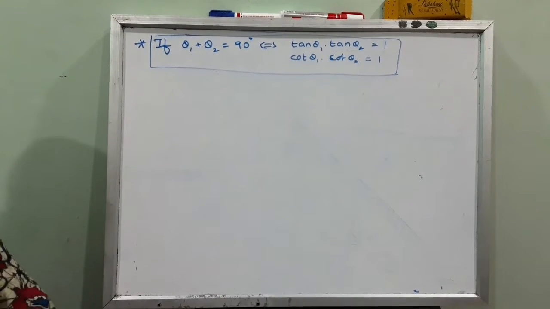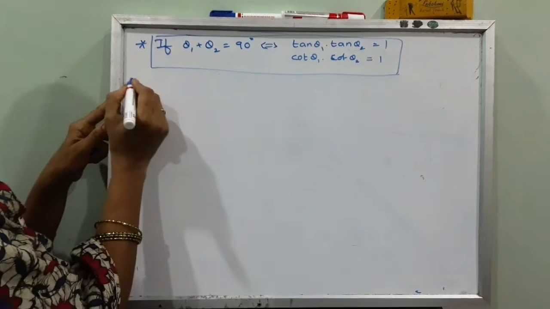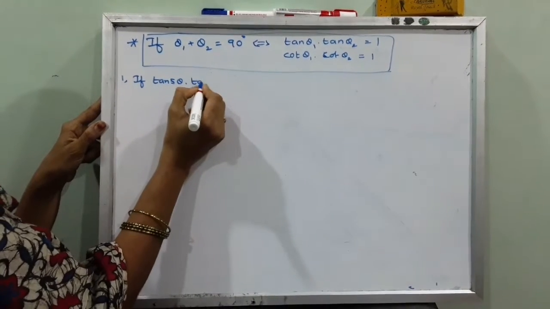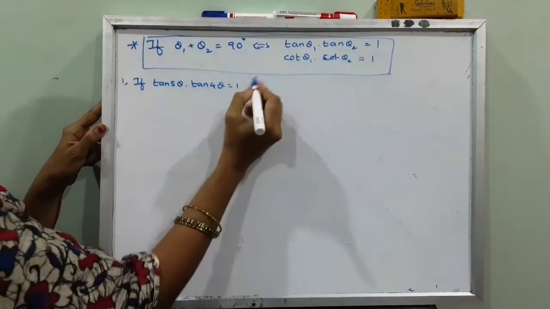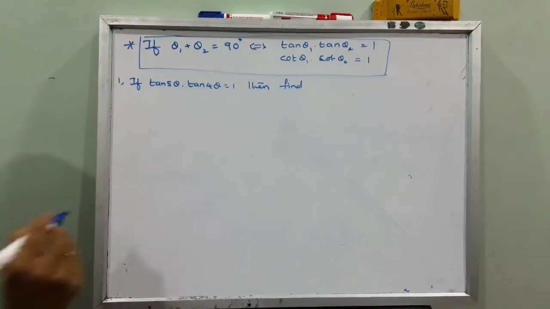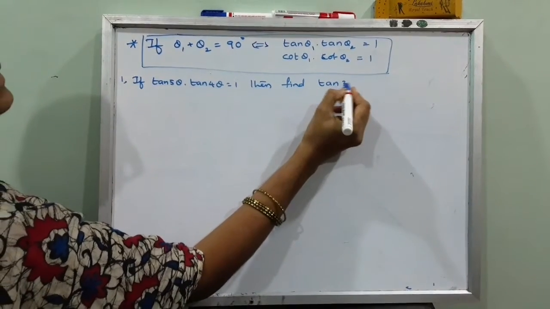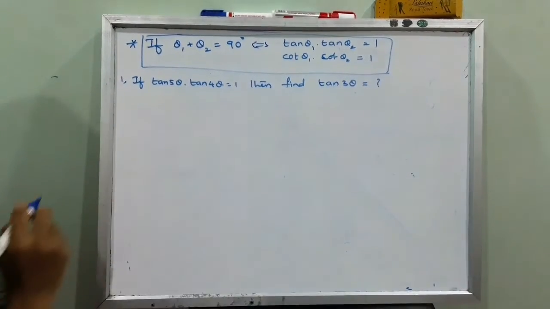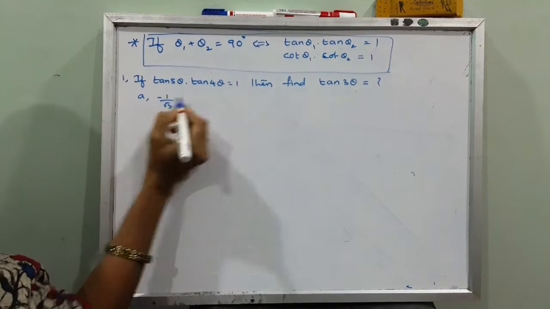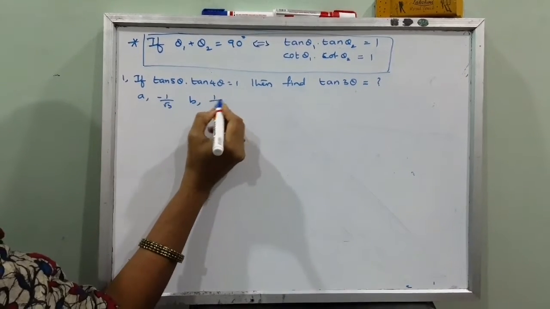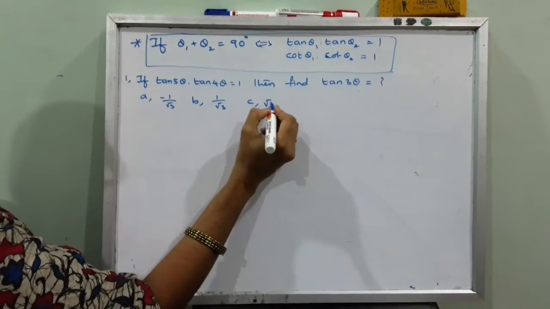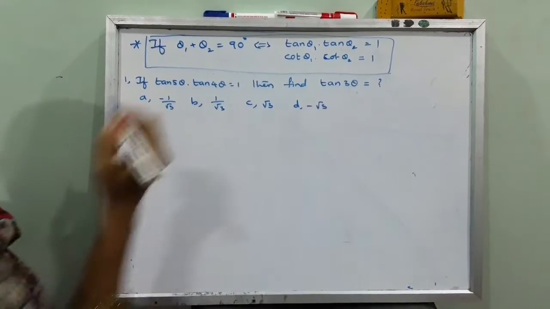The first one is: if tan 5 theta into tan 4 theta is equal to 1, then find the value of tan 3 theta. Here are the multiple choice options. Option A is minus 1 by root 3. Option B is plus 1 by root 3. Option C is root 3. Option D is minus root 3.